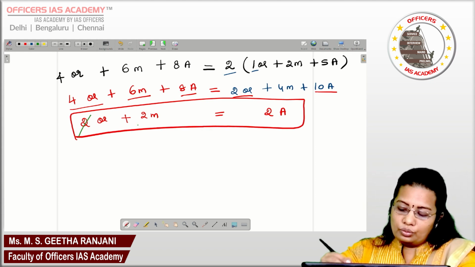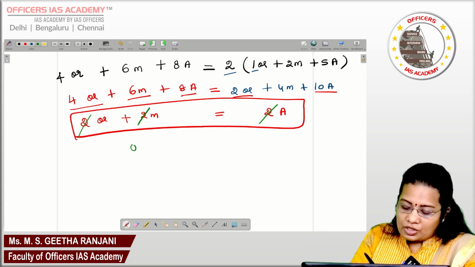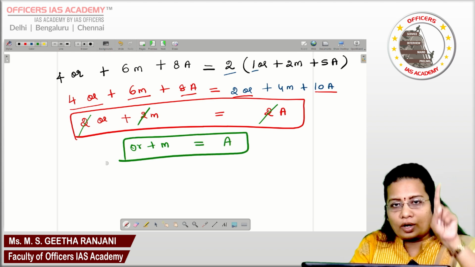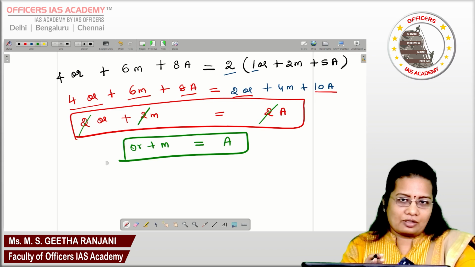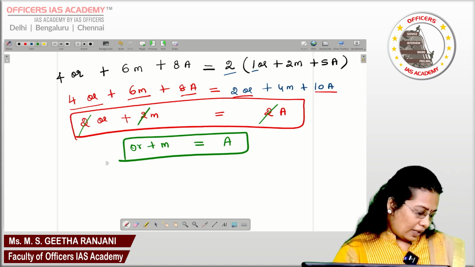2, 2, 2. You can take common, cancel. Orange price plus mango price is equal to 1 apple price. 1 orange price plus 1 mango price equal to 1 apple price. So, check with statements 1 and 2.